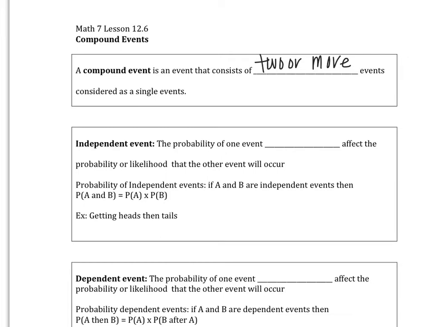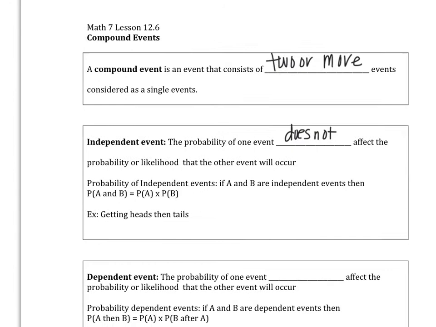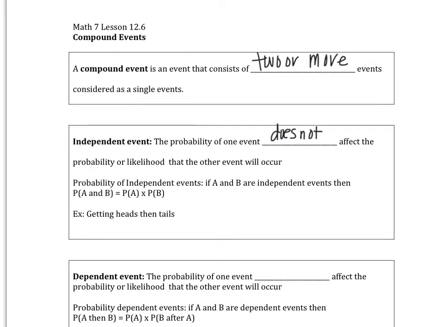An independent event is when the probability of one event does not affect the probability or likelihood that the other event will occur. An example of that is flipping a coin. When you flip a coin and get heads first and then tails, the second event, the tails, didn't depend on getting heads the first time. They're completely separate events. They don't rely on each other. And so that's called independent events.